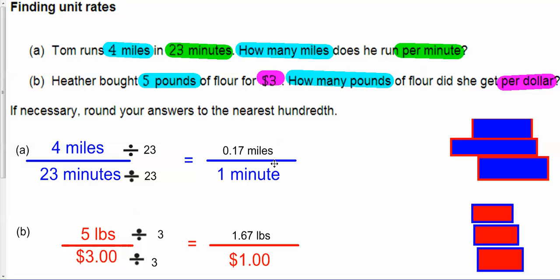All right. Now, that is finding unit rates. Make sure you write fraction form. Make sure you tell me what you're multiplying or dividing by to get there, and that is finding unit rates.